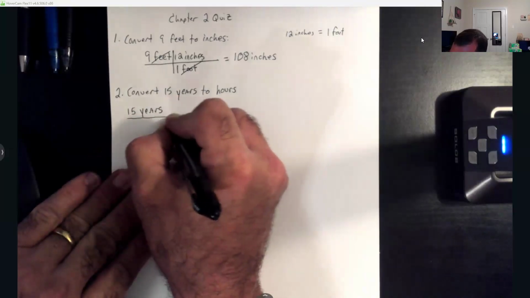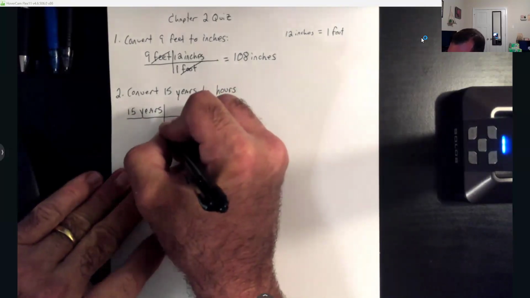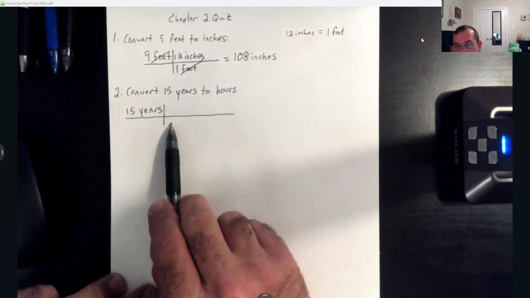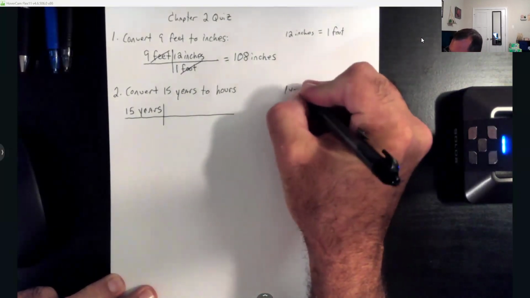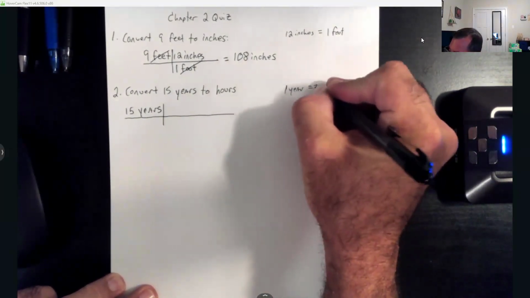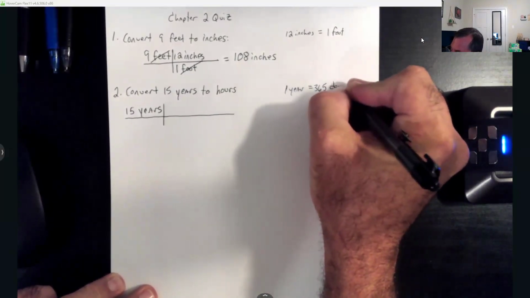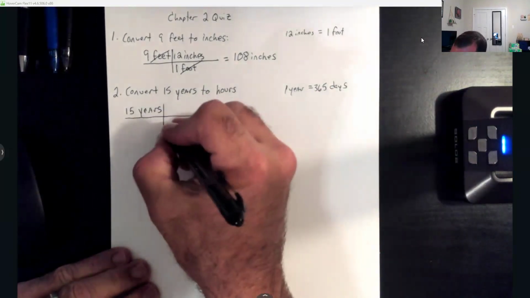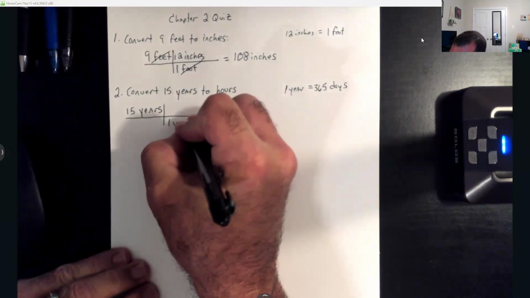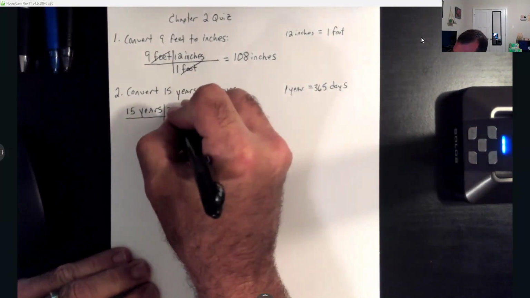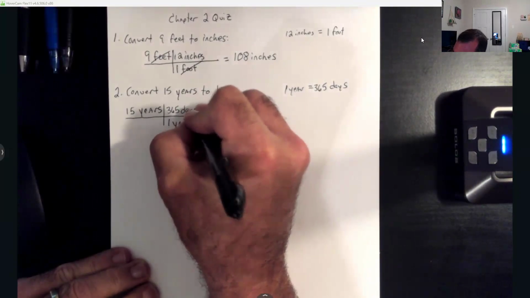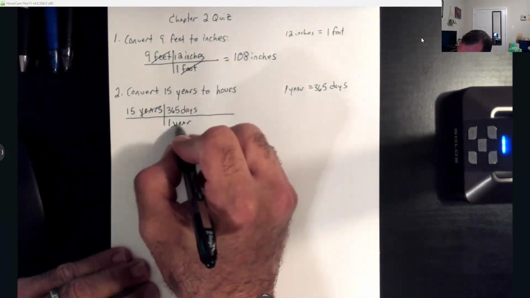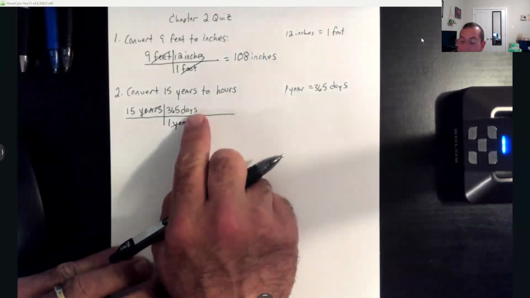So y'all, I'm going to draw this out again. So first of all, I need to convert years into days. So we know that 1 year equals 365 days. So I'm going to convert the years into days by saying for every 1 year, there is 365 days. So you want to set them up so that the units you don't want are canceling out. I don't want years. I'm now in days.